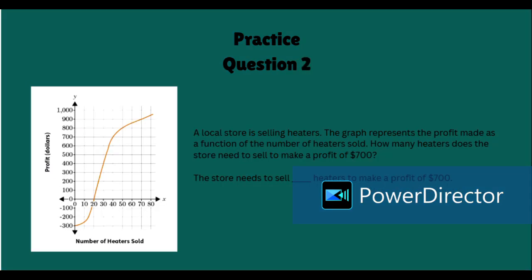Practice question 2. A local store is selling heaters. The graph represents the profit made as a function of the number of heaters sold. How many heaters does the store need to sell to make a profit of $700? Pause it, figure it out, come back. Okay, we need a profit right here of 700. So we're going to follow it across until we hit our line and then follow it down. And that tells us they need to sell 40 heaters. So your answer is 40.